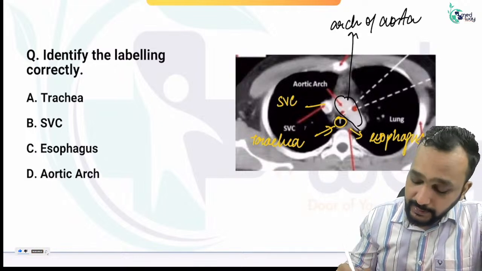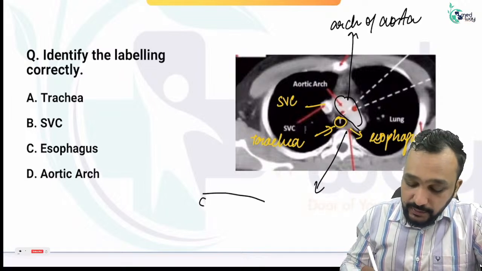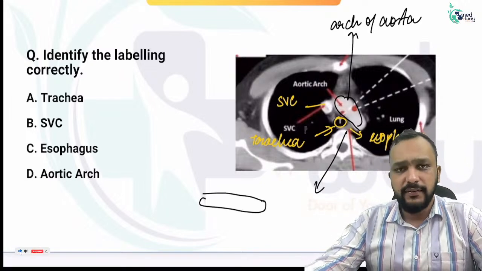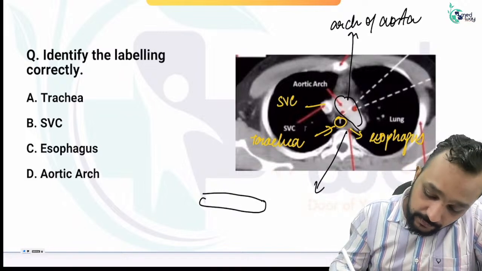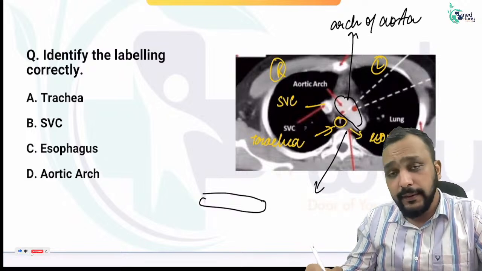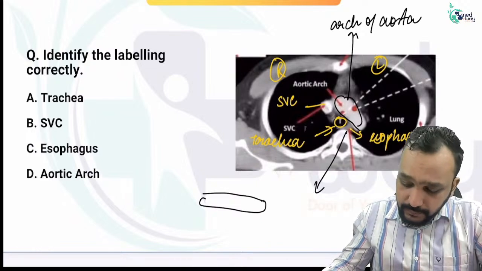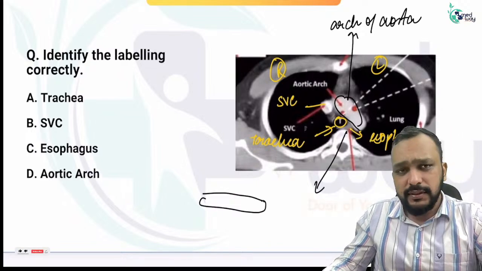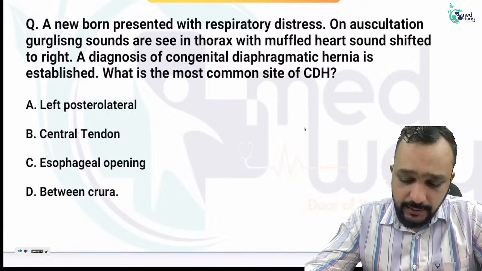If you go at a level above the arch of aorta, you will see the three branches of the arch of aorta, that is your brachiocephalic, left common carotid, and left subclavian. So from right to left, you will have brachiocephalic, then left common carotid and left subclavian artery. So these are the important vascular structures that you should know as far as CT chest is concerned.